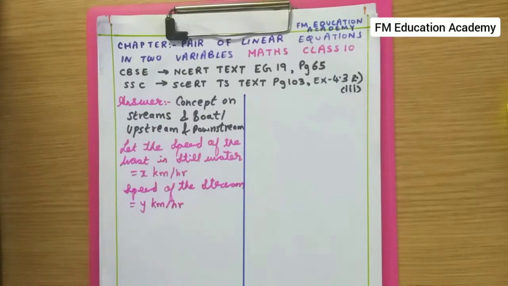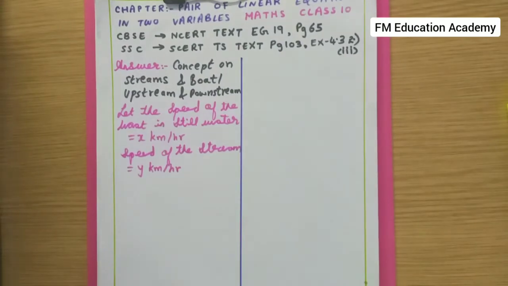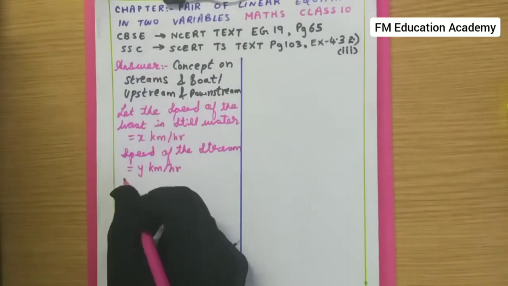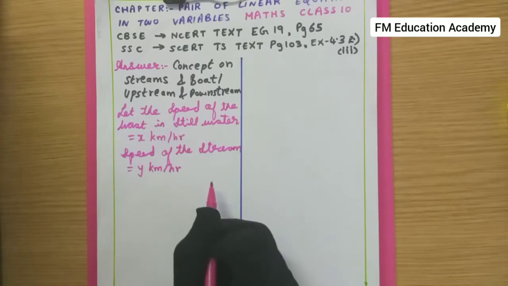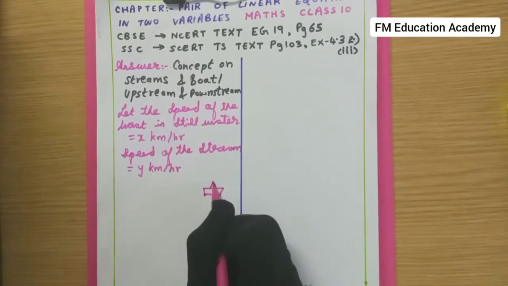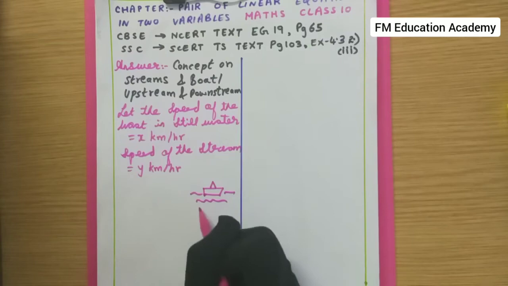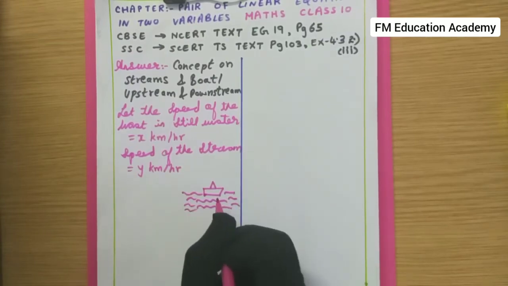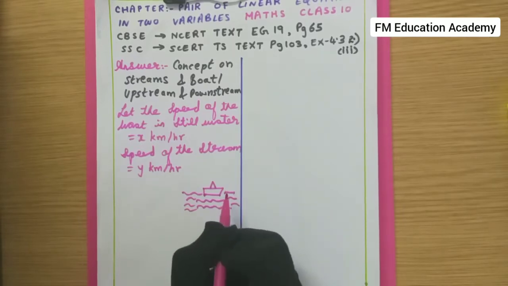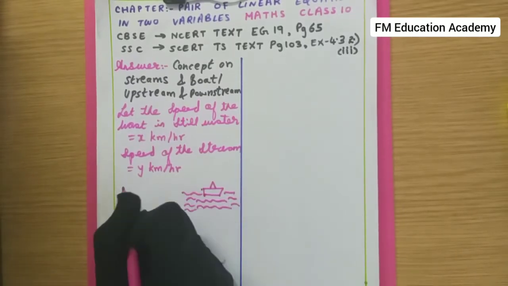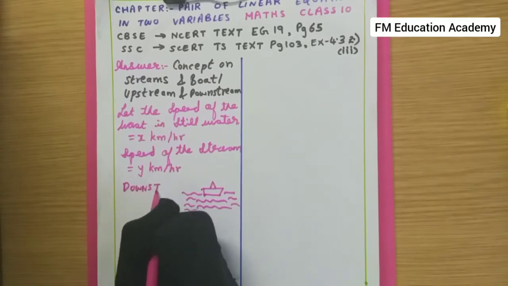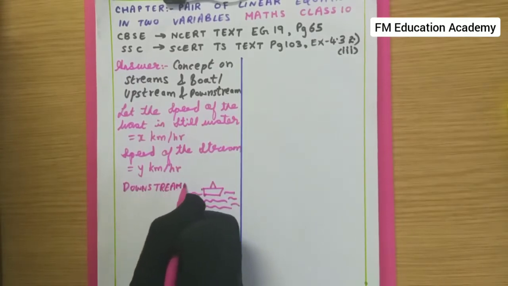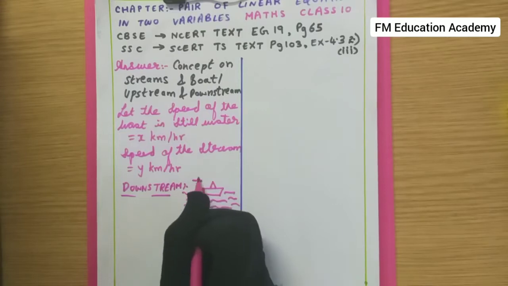Now next, what I have to do? I would like you to know the concept of upstream and downstream. That is, what is it telling you in the question? You have a boat, and you have a stream. There are two things: one is downstream and the other is upstream. Downstream means when the boat and the stream both are moving in the same direction. That is called downstream.